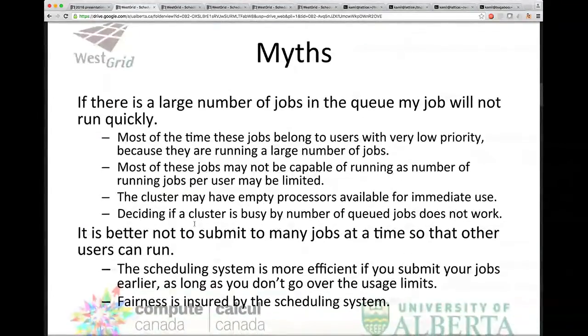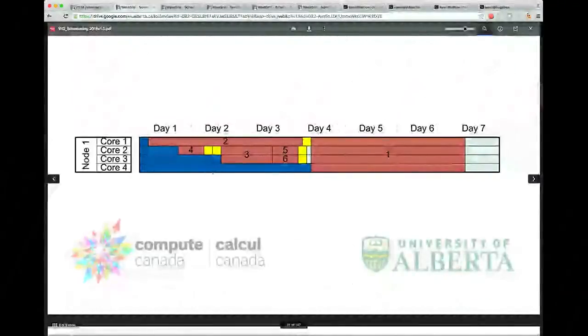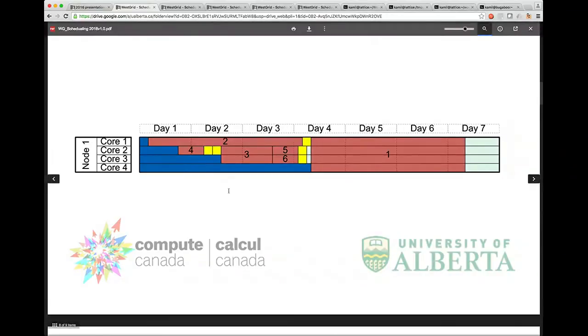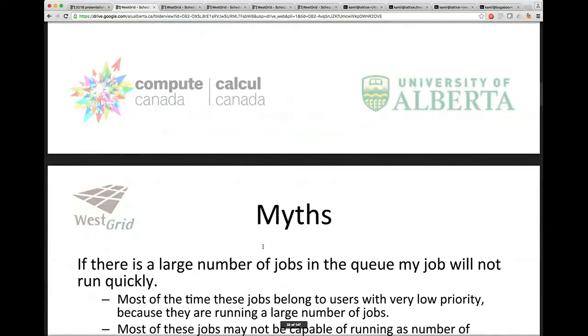So there's a number of myths here with schedulers. Big one is, if there's a large number of jobs in the queue, my job will not run quickly. Now, this is a really big myth. Most of the time, these jobs belong to users with very low priority because they're running a large number of jobs. Especially if they're running little small jobs, they may get a whole bunch of resources, but their priority will be low because they're running so many jobs, right? They have run so many jobs recently.